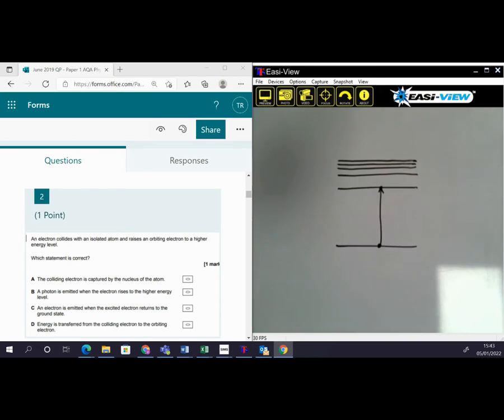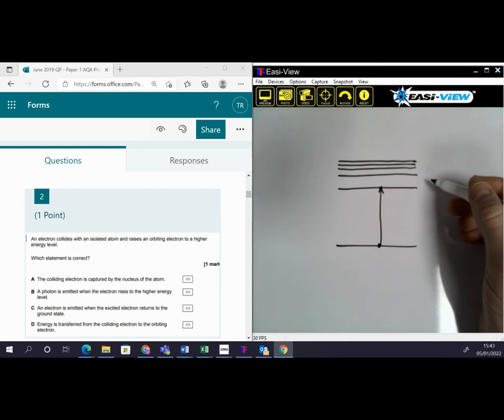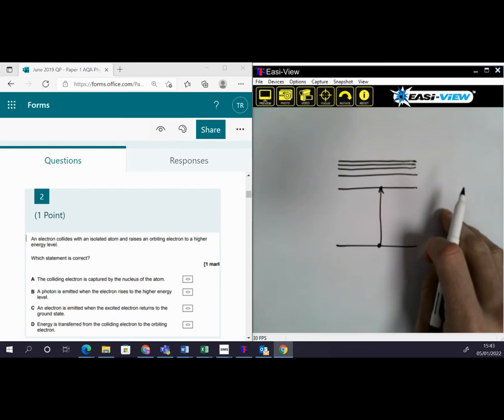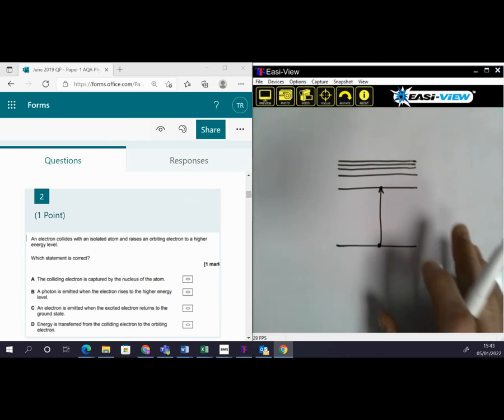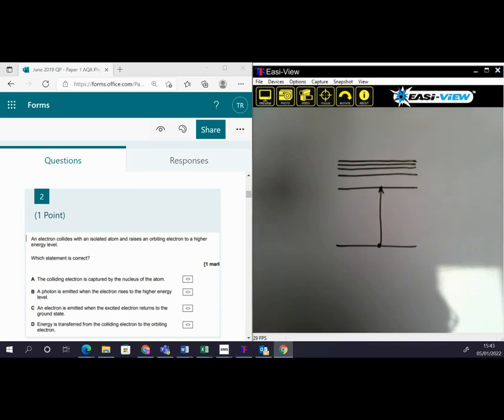So the colliding electron captured by the nucleus of the atom, that's very unlikely, and that wouldn't really have anything to do with the reason why you've got an electron in the ground state now in an excited state. A photon emitted when an electron rises to a higher energy level, well, it going up to a higher energy level means that it's got more potential energy. So the kinetic energy has gone to potential energy, and there's no mechanism by which you would then have some energy for a photon as well. So that doesn't make sense.